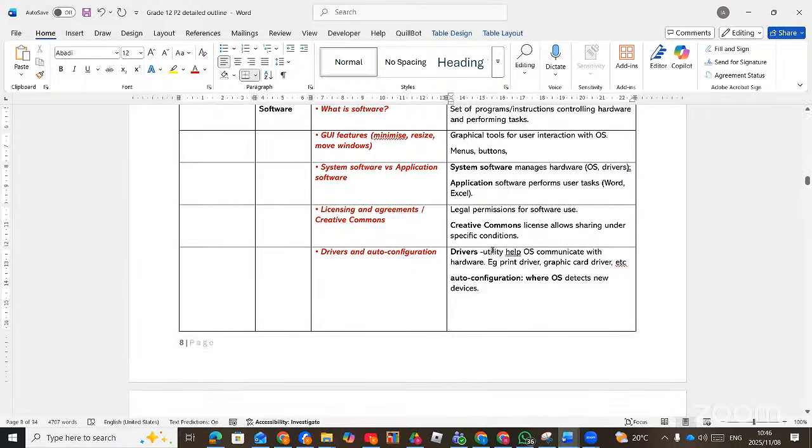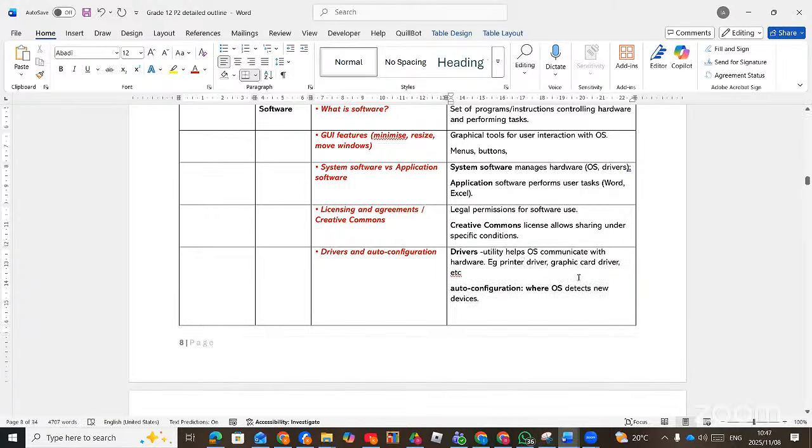Then the driver, like we said, is a utility program which helps the operating system to communicate with the hardware. An example is the printer driver, or print driver. We also have the graphic card driver and sound card driver. They assist the computers to be able to work.